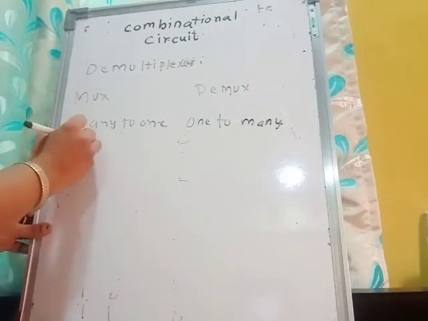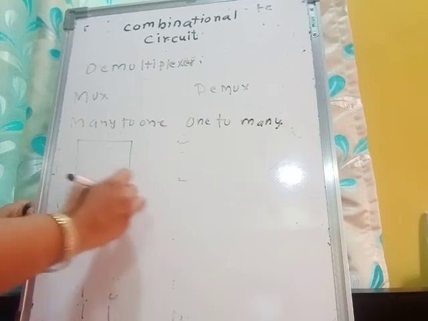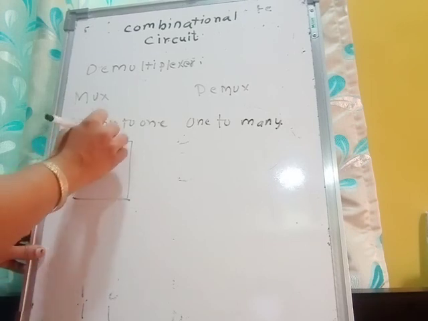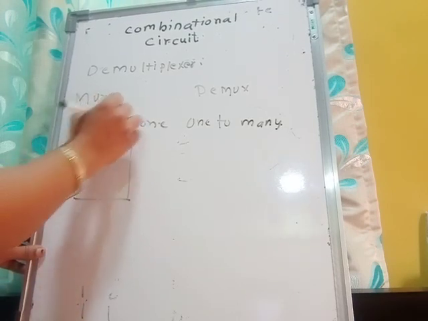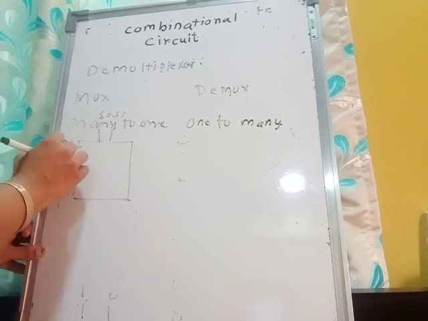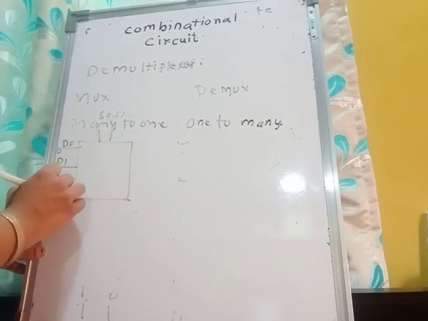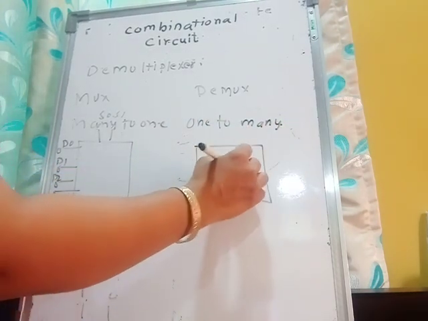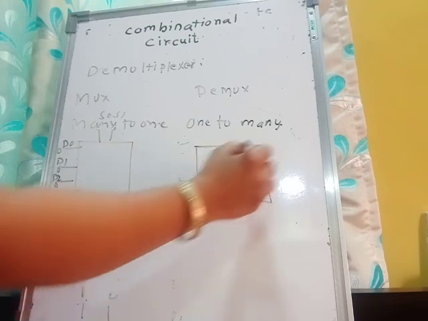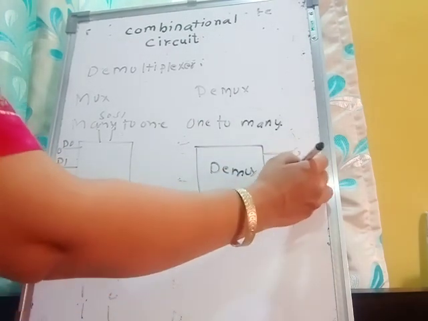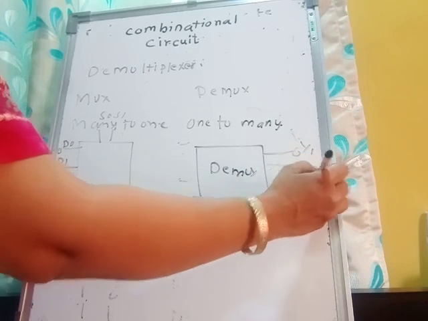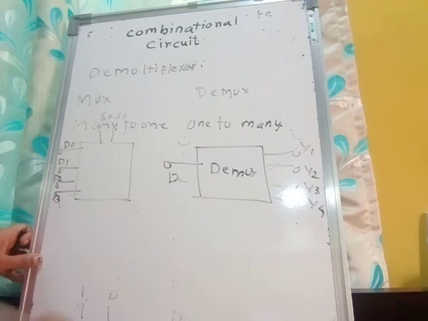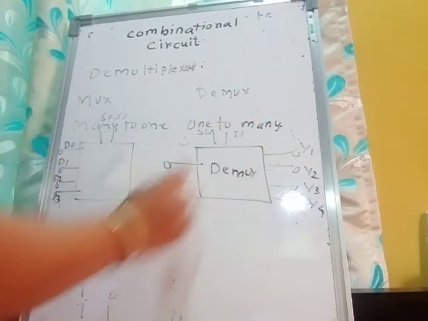So we have the logic symbol of multiplexer. This is the logic symbol. It has two control lines, S0 and S1. This is D0, D1, D2, and this is D3. Okay, and it has the same for DMUX. याला काय असणार आहे? It has many outputs. These are Y1, Y2, Y3 and Y4 and only one input using two control lines S0 and S1.